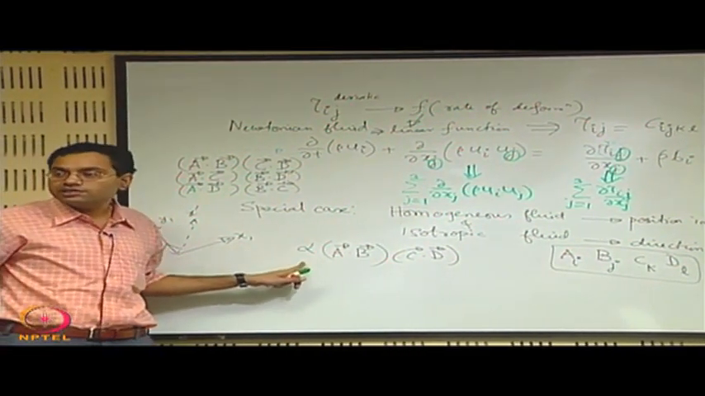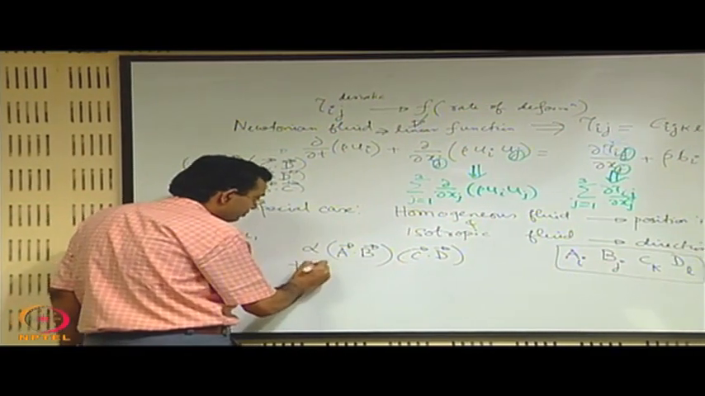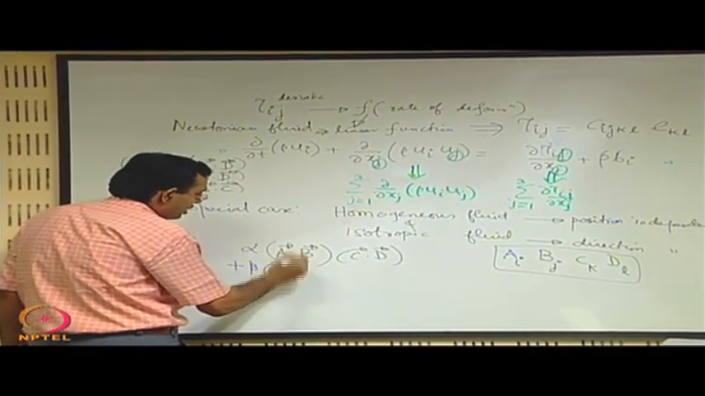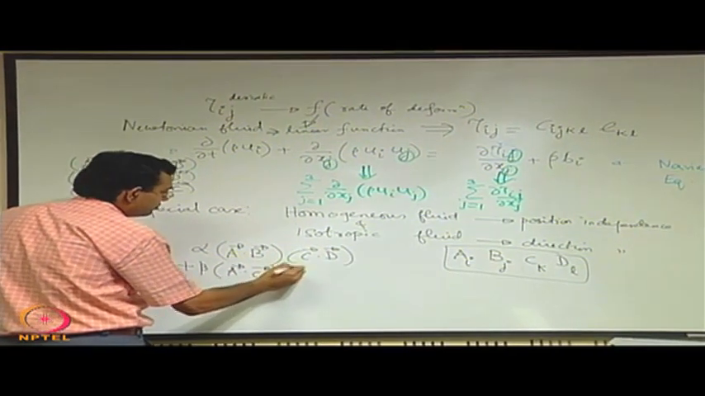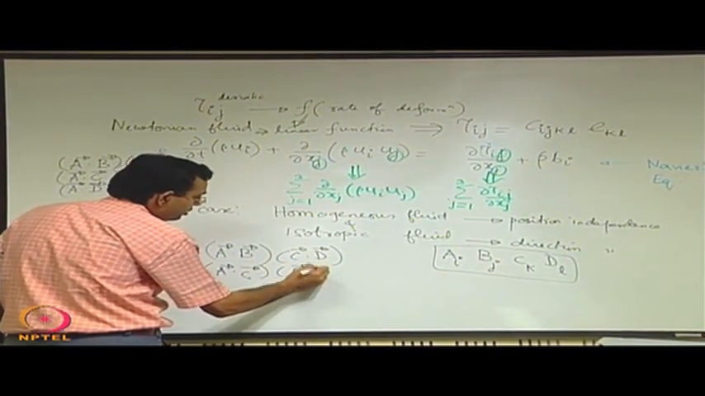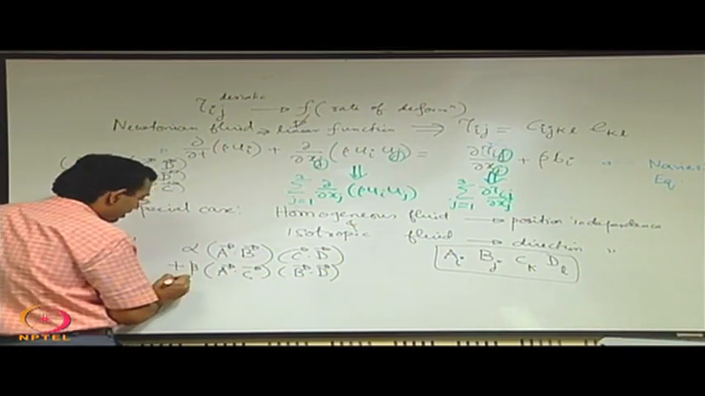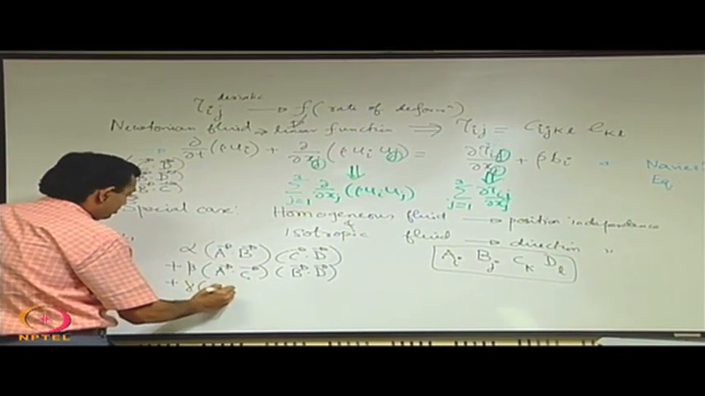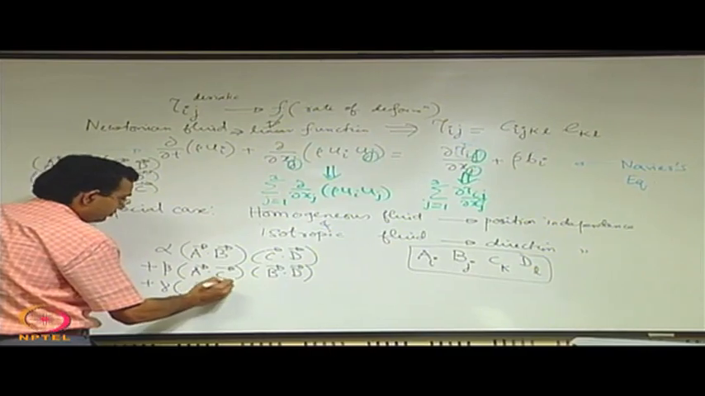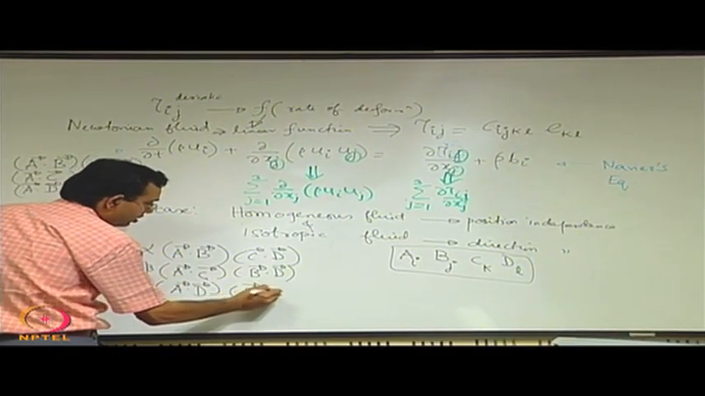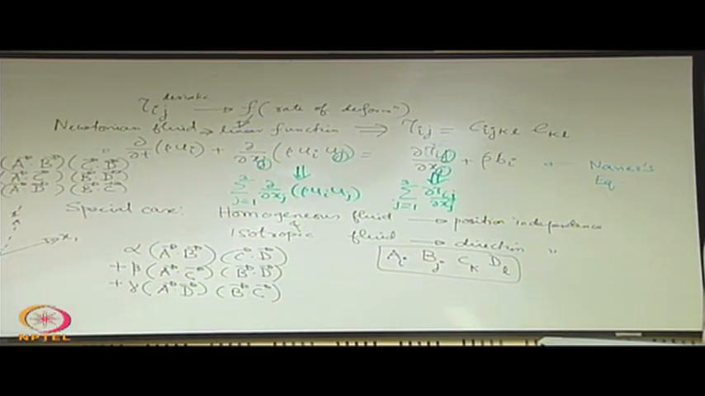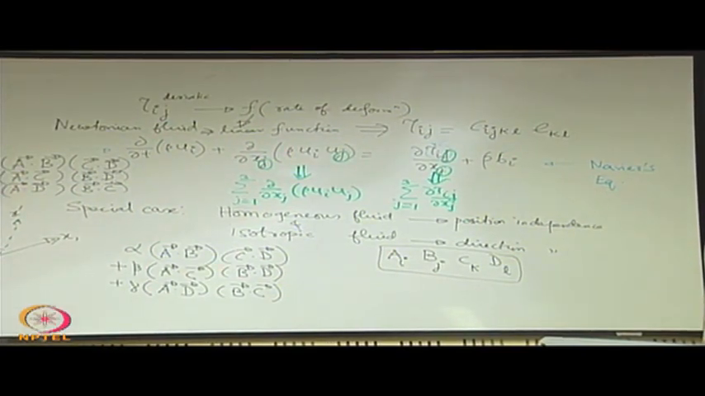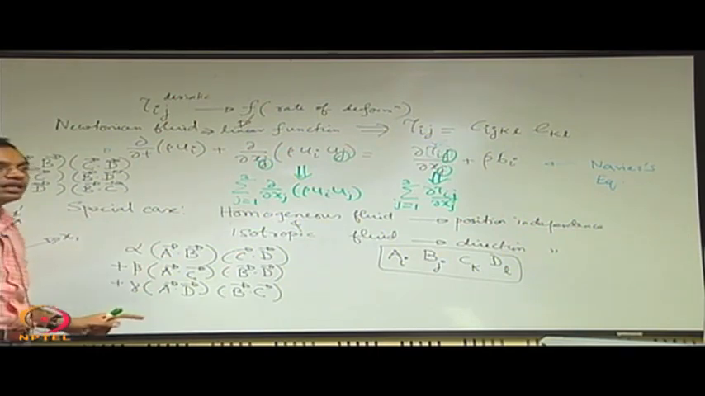So alpha is just an arbitrary scalar multiplier, plus beta into a dot c, b dot d, and let us say plus gamma a dot d, b dot c. Okay. So we have just made a linear combination of these 3. Our objective is to ensure that we get an isotropic scalar.